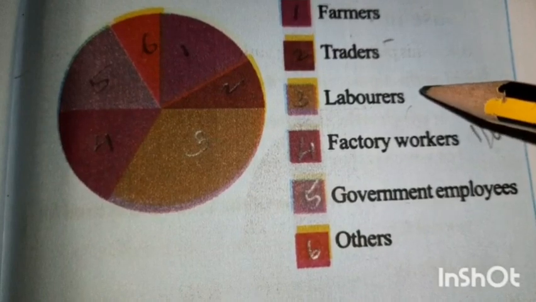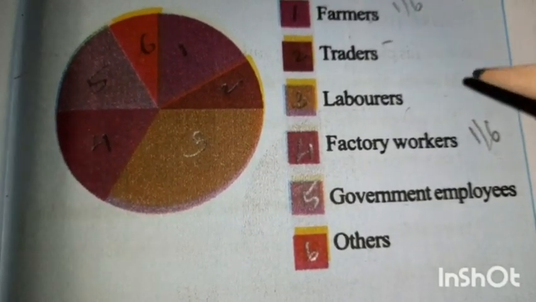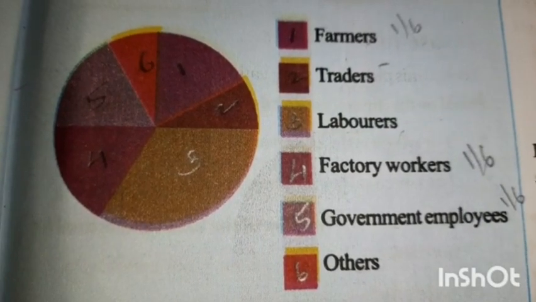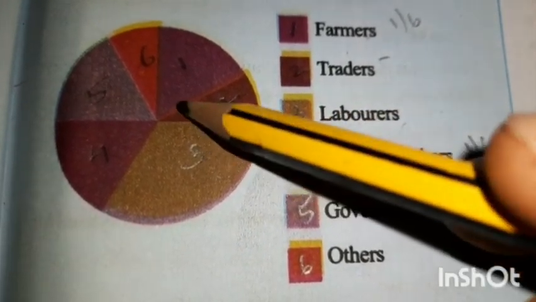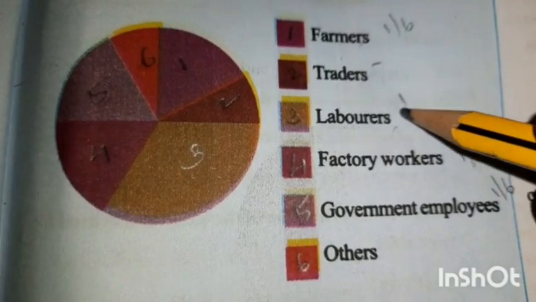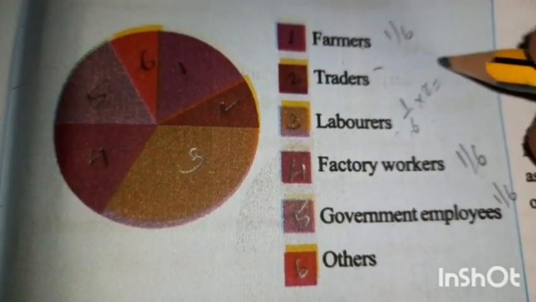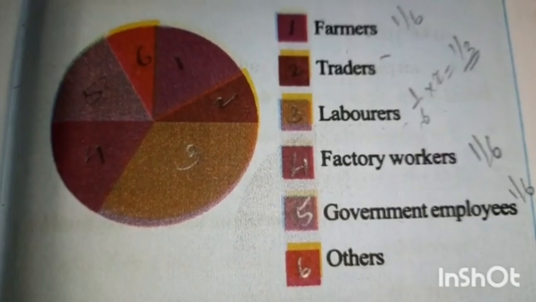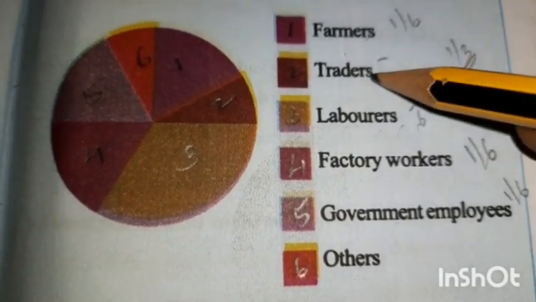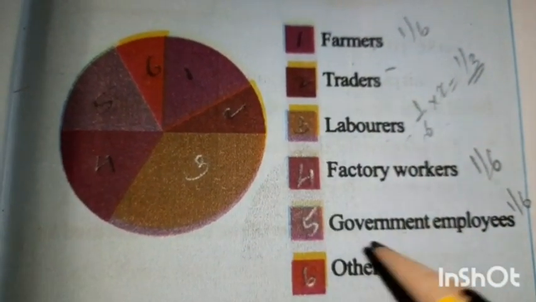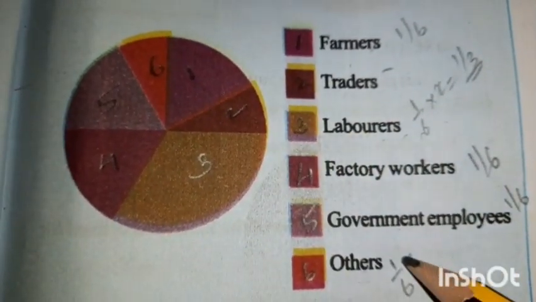We wrote the fraction of factory workers as 1/6. So farmers also 1/6, we can write. Government employees also 1/6. Then see, the laborers are almost double of this, so 1/6 into 2, almost 1/3 part is the laborers. What about the traders and others? It's almost the same, 1/6. Then half of this we can say, so 1/2.